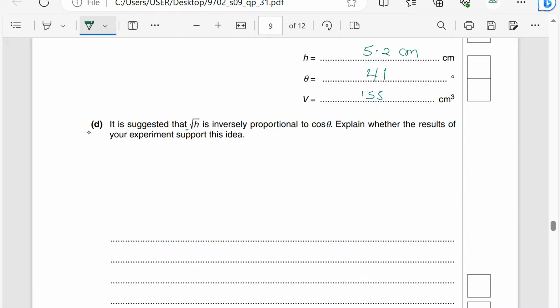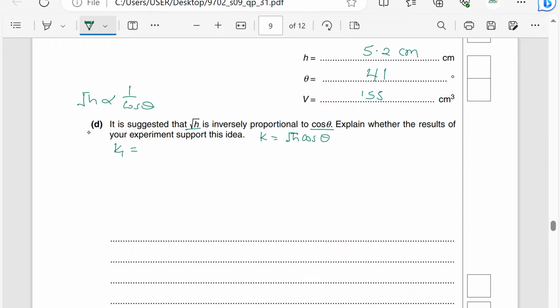Then it is suggested that root of h is inversely proportional to cos theta. That means the relationship we are talking about here, if I introduce a constant k, is that k is going to be equal to root of h times cos of theta. Then they're asking us to explain whether the results of your experiment support this idea. So we are going to calculate values of k. Since we have taken results twice, we shall get two values of k.